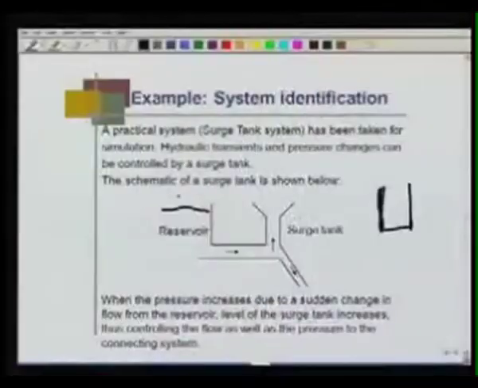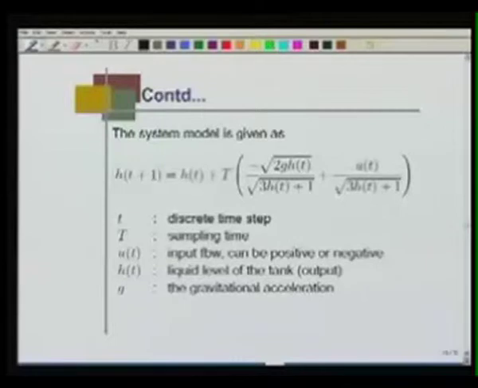So, this is a schematic of a surge tank, the schematic diagram. So, when the pressure increases due to sudden change in the flow from the reservoir, the level of the surge tank increases, thus controlling the flow as well as the pressure to the connecting system. So, this flow is controlled accordingly.